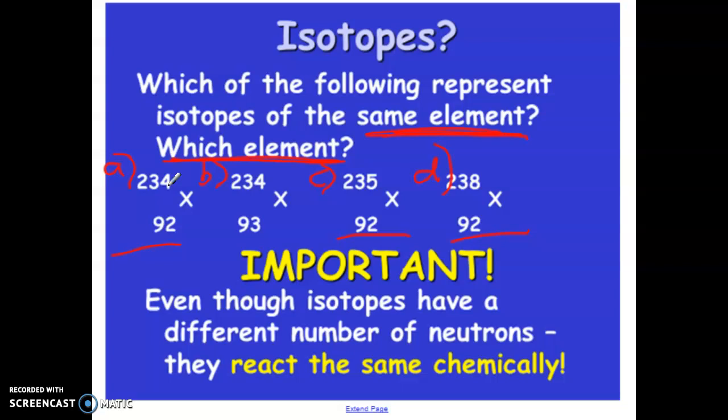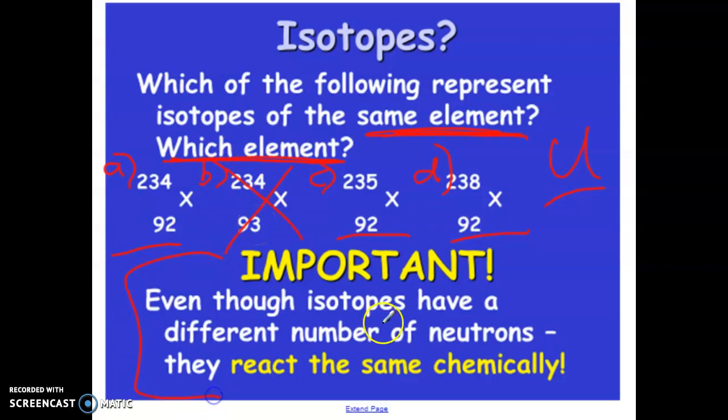Now, in terms of what element it is, what you would have had to do is look up on the periodic table what has the atomic number of 92. You should have found that on the periodic table, the atomic number 92 is for uranium. So the one that's 93 is not uranium. It's a different element. So this one is actually not an isotope of the other ones.